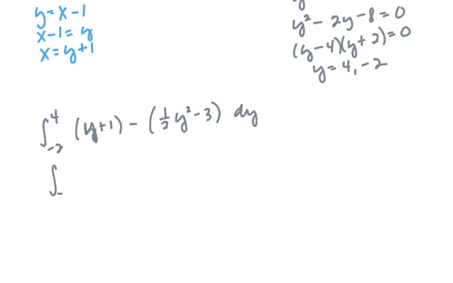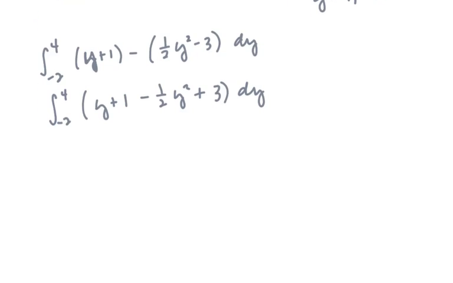Now let's subtract and combine like terms. So we have y plus 1 minus 1/2 y squared plus 3 dy. Combine like terms. The integration from negative 2 to 4. It doesn't matter what you write first. Let's write the leading term first: negative 1/2 y squared. We don't like it. It looks bad, but it's all right. Plus y plus 4 with respect to y.